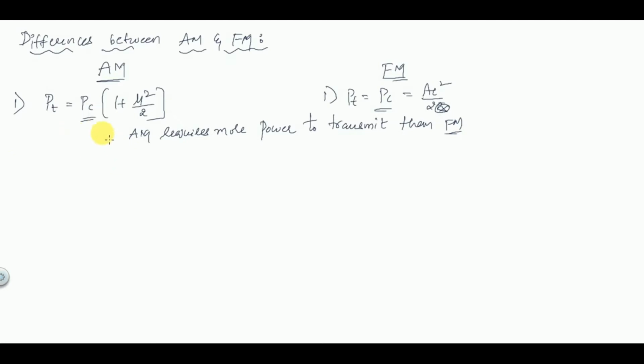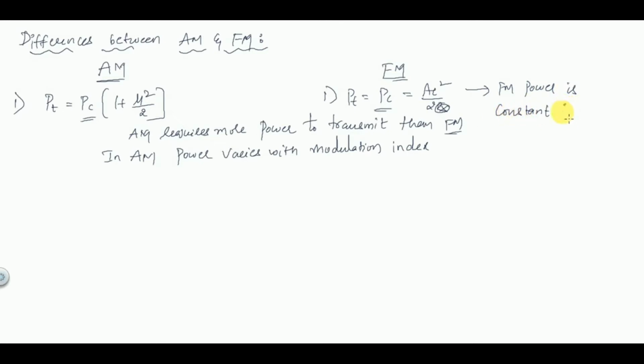Second, another important point: in AM, power varies with modulation index. And in the case of FM it does not vary. So in the case of FM, power is constant and is independent of modulation index beta. Okay, so this is the first difference with respect to power.